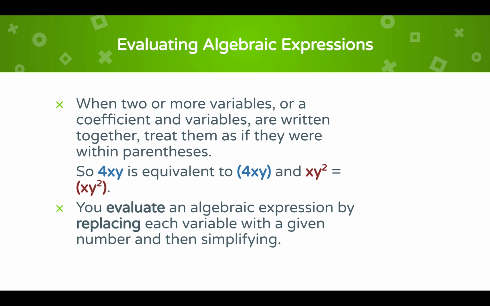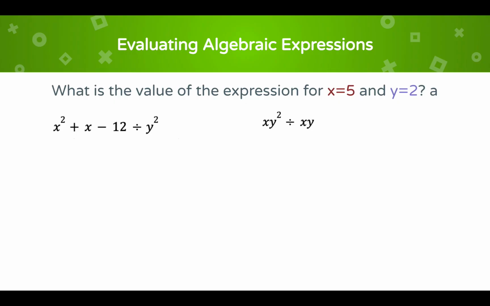You evaluate an algebraic expression by replacing each variable with a given number and then simplifying. To evaluate an algebraic expression, we normally can only simplify it, but we can evaluate it if we know what each variable is equal to. So what's the value of the expression for x equals 5 and y equals 2? Normally, if we had x squared plus x minus 12 divided by y squared, there'd be nothing we can do. There are no like terms that can be combined. There's nothing that can be factored out. We just have to live with that.